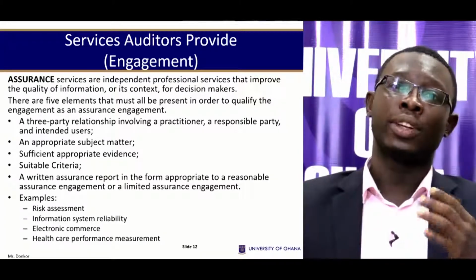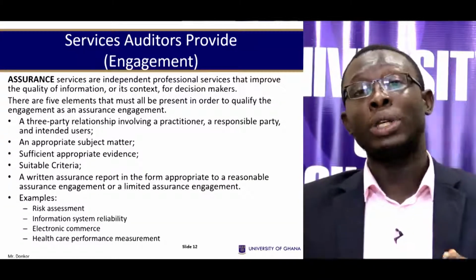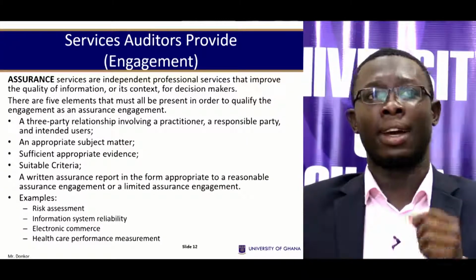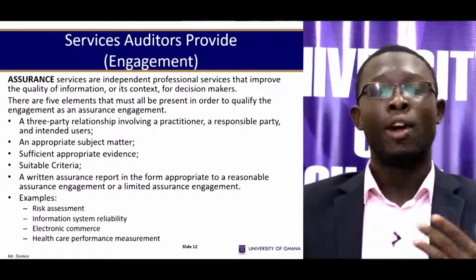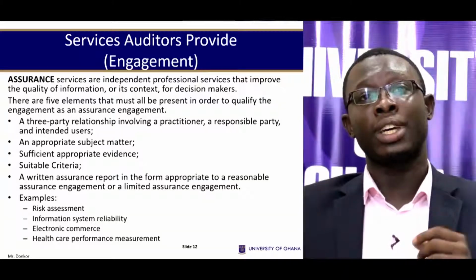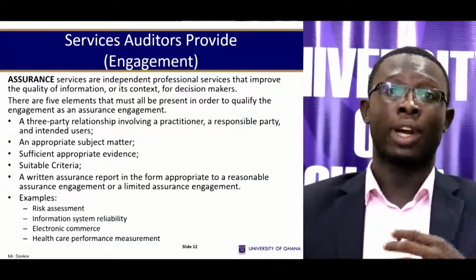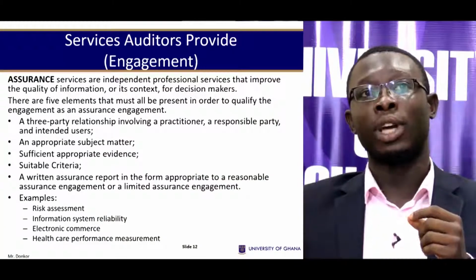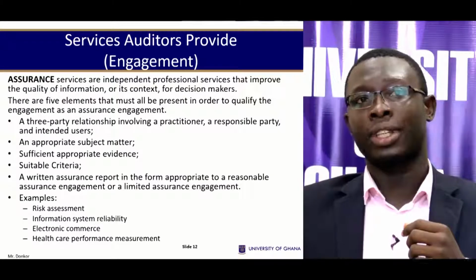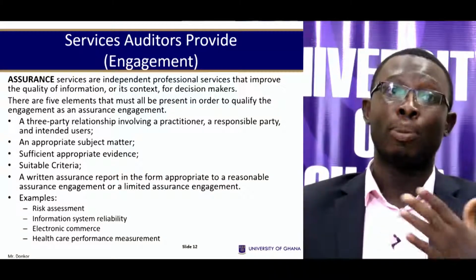The second thing that should be looked at is an appropriate subject matter. The auditor cannot go out there auditing without a purpose, without a focus. So there should be an appropriate subject matter. Sufficient appropriate evidence. For the auditor to come out with his or her opinion, evidence needs to be gathered. A suitable criteria is also needed as a 4th point. That is, after gathering the evidence, what are you measuring the evidence against? What is your criteria? What is the standard? That is a suitable criteria needed. A written assurance report in the form appropriate to a reasonable assurance engagement or a limited assurance engagement is also done. That is, at the end of that, a report must be issued.